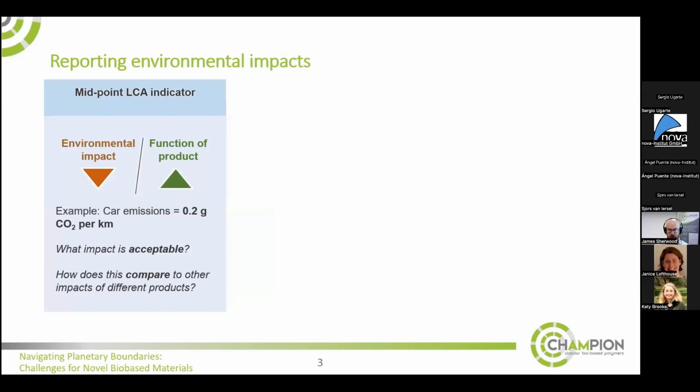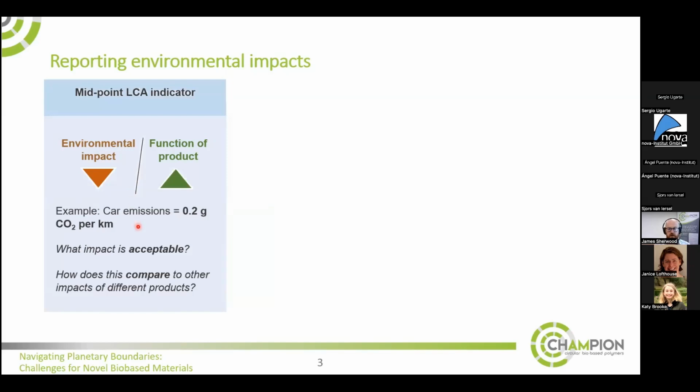So if we start with a typical midpoint LCA indicator, this is where we measure the physical outputs or inputs into a process or a product. And if I highlight, our typical LCA indicator will have an environmental impact divided by a functional unit. And we want to minimize the environmental impact. We want to maximize the efficiency, the benefit, the service of the product.